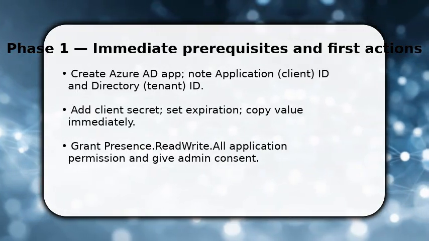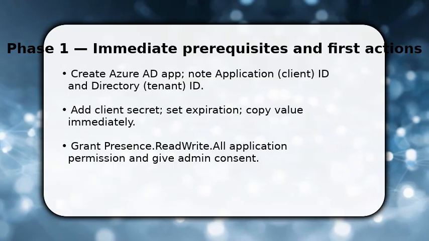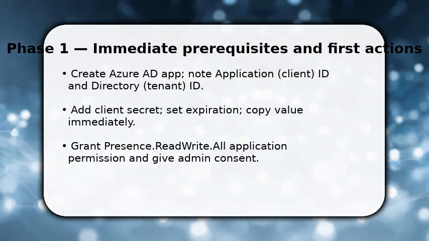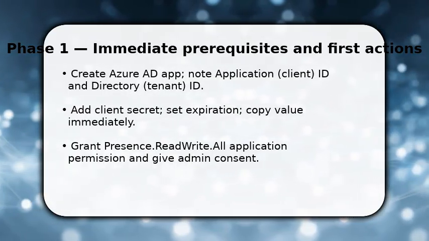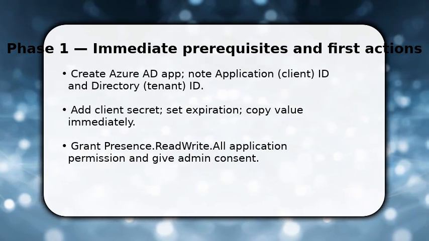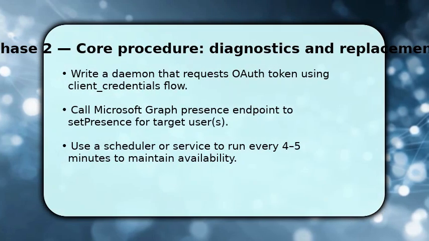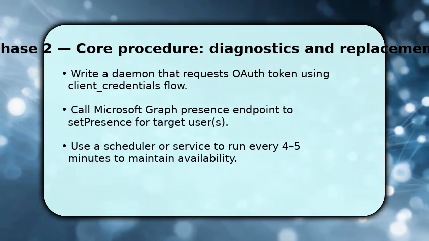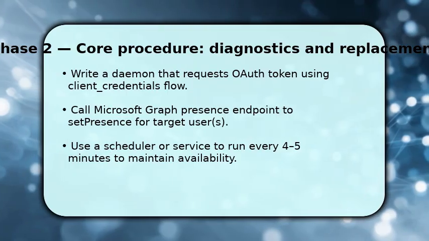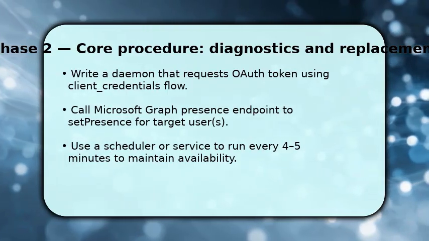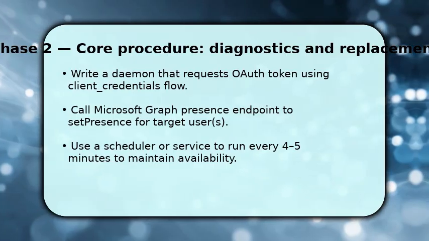Next, record the required OAuth endpoints and create a small service principal. This prepares you to acquire tokens and automate presence updates immediately. You will build a lightweight daemon or Azure function that requests an access token using the client credentials flow, with the app's client ID, secret, and tenant.